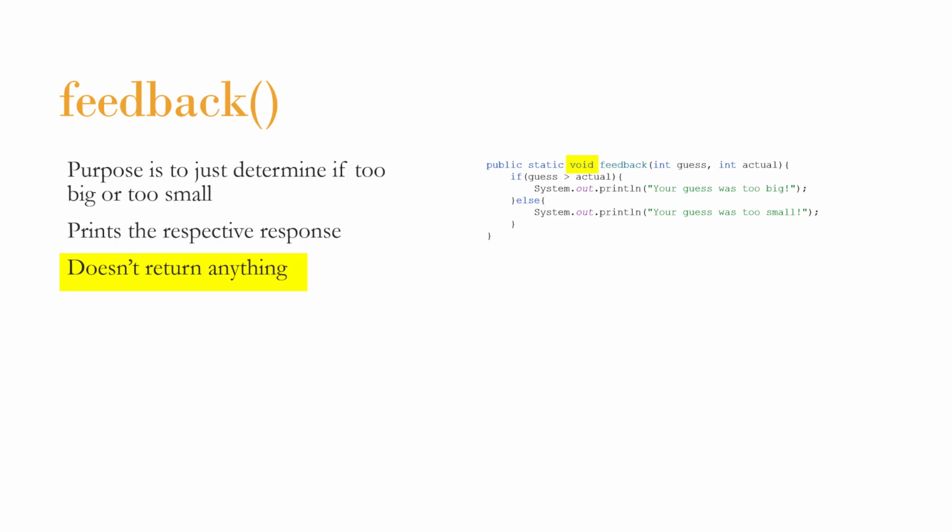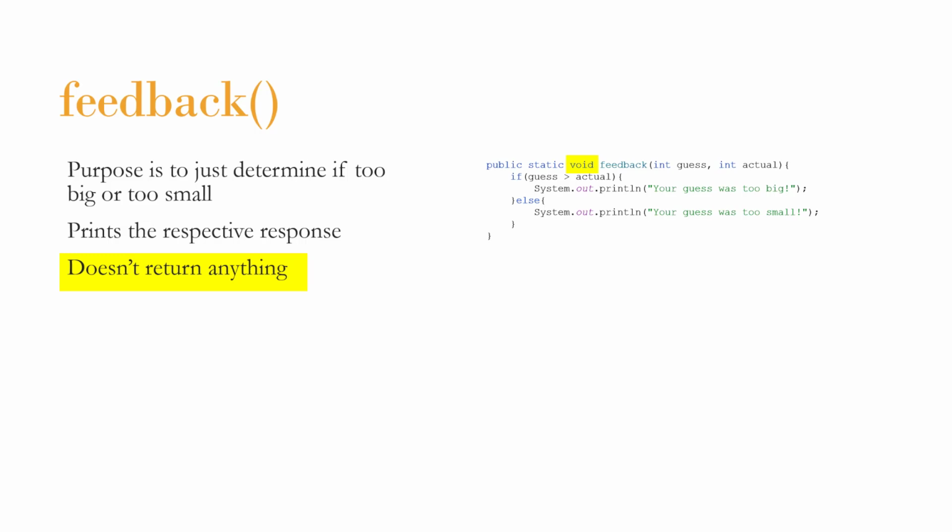So notice that we don't need to have it match any type. It's public static void. Void is when we're not returning anything, then the name, and then the parameters. In this case, we're going to use a guess and an actual again. Notice that we're comparing whatever gets passed through the guess and the actual. If it's greater than, we'll say your guess is too big, and otherwise, it's too small.